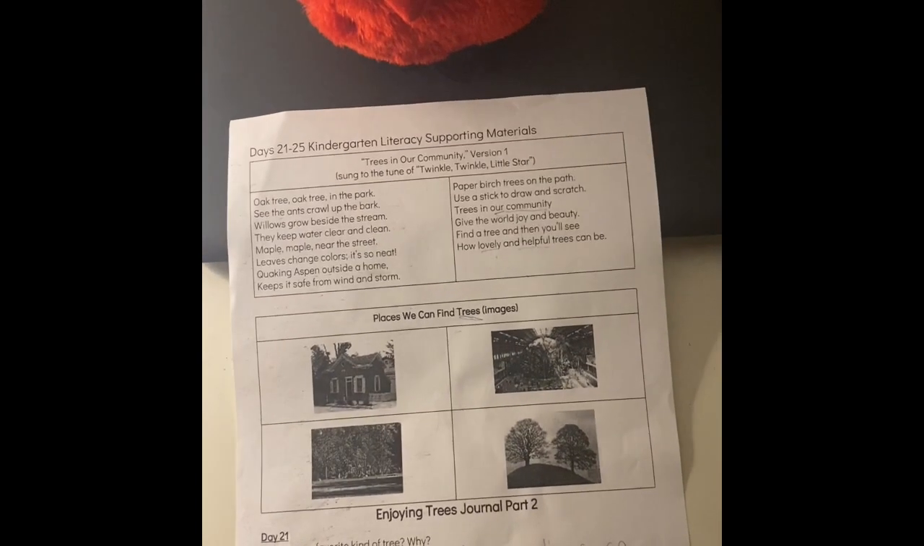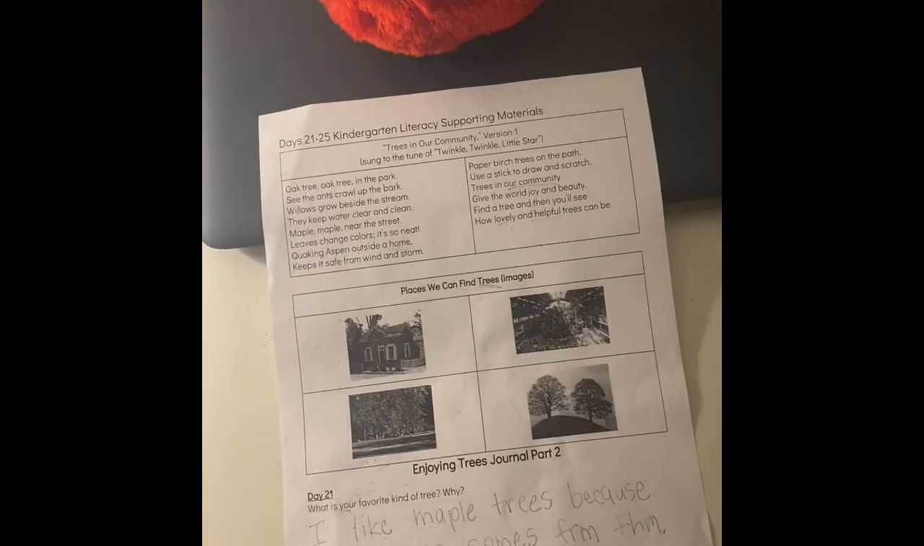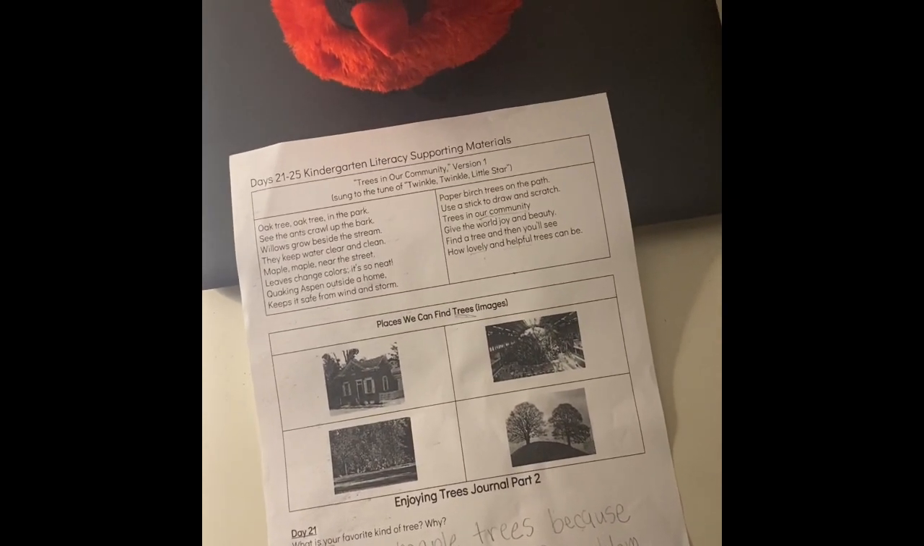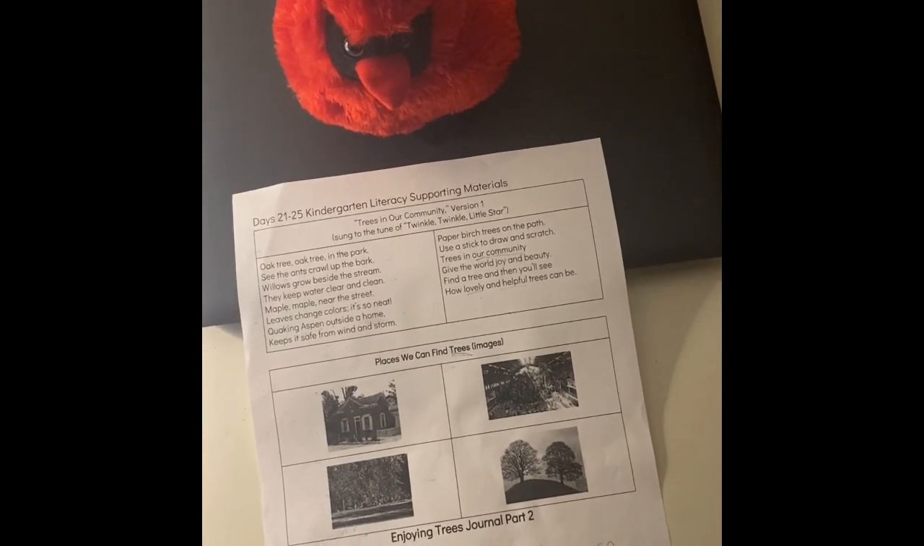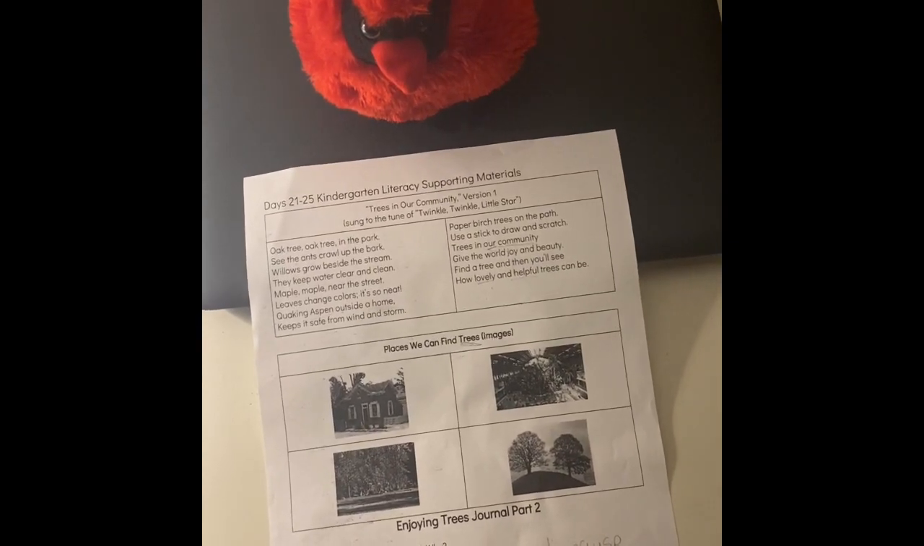Oak tree in the park, see the ants crawl up the bark. Willows grow beside the stream, they keep water clear and clean. Maple near the street, leaves change colors, it's so neat. Quaking aspen outside a home, keeps it safe from wind and storm. Paper birch trees on the path, use a stick to draw and scratch. Trees in our community, give the world joy and beauty.